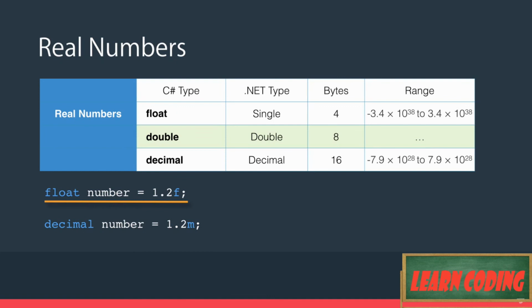I've declared a float, called it number, and assigned it 1.2. Here I have added the suffix f, and that is to tell the compiler to treat this number as a float. If I didn't have this f here, the compiler would think 1.2 is a double, because double is the default data type for real numbers. And of course, I cannot assign a double number into a float, so the program would not compile. Same applies to decimals. So if you want to declare a decimal, you need to add the suffix m at the end of the number.